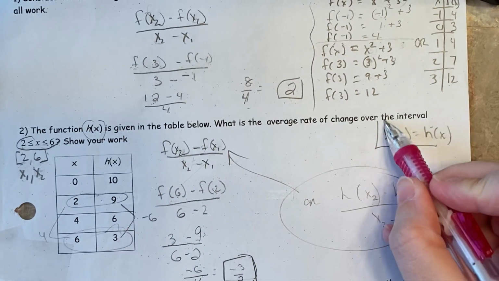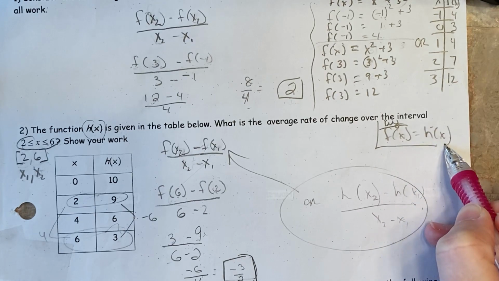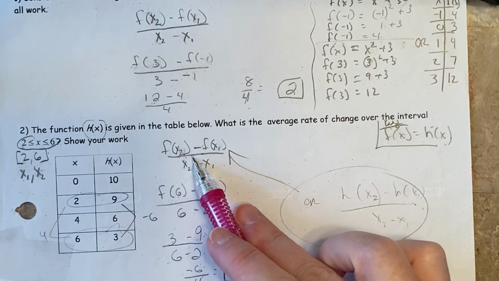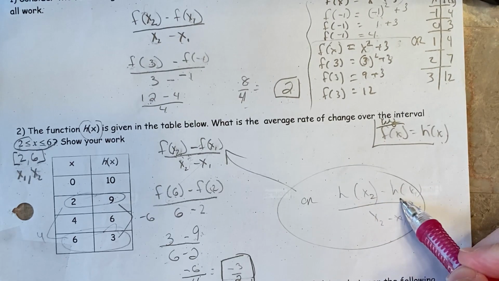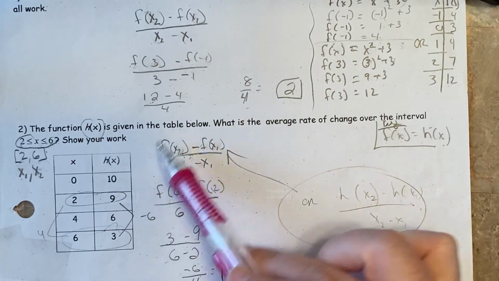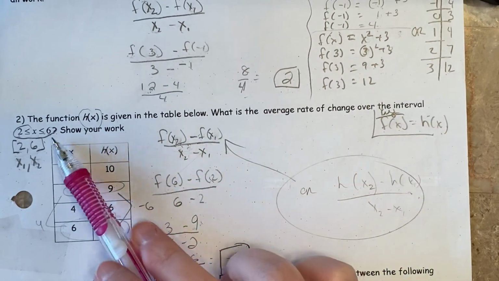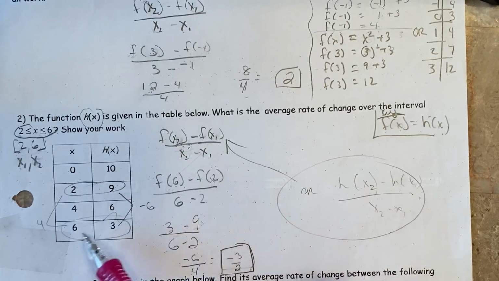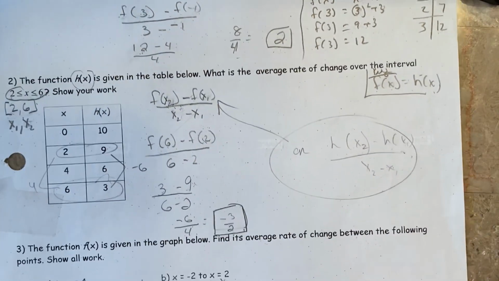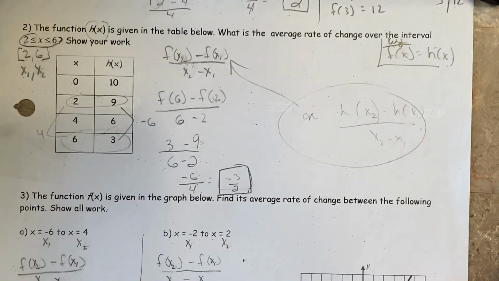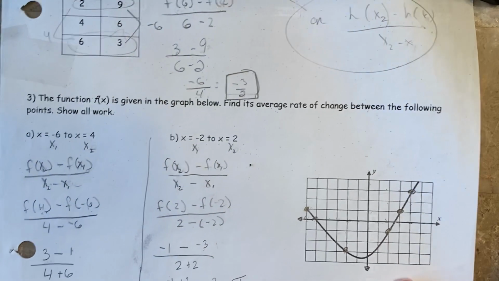So either you put a key and tell me f of x equals h of x so that you can use this formula, which I prefer, or you can switch it to h of x2 minus h of x1. I'd rather you do it this way because this is the standard formula, and use the key. Okay, so the second one is 6, the first one is 2, and f of 6 is 3, f of 2 is 9, and after you do your math, make sure that you simplify as much as possible. You will get -3/2.